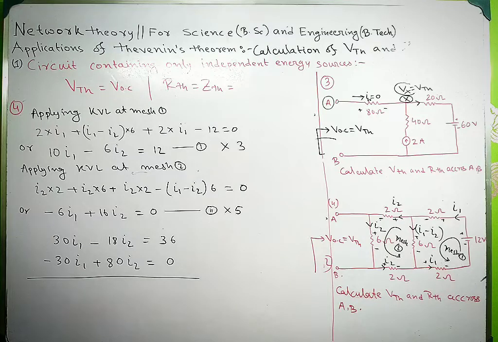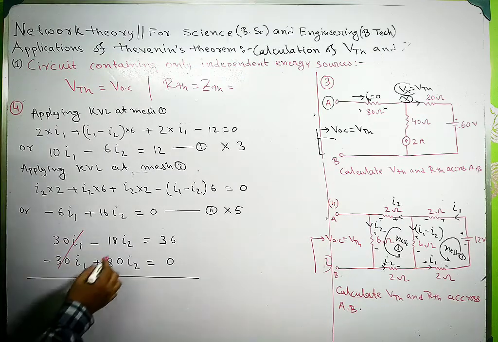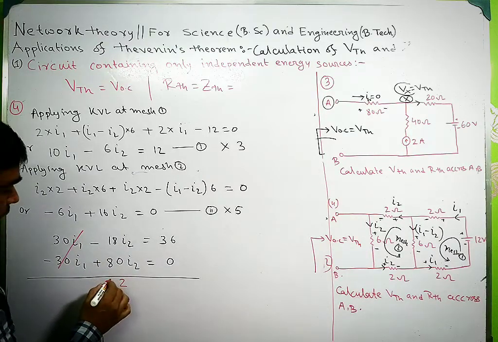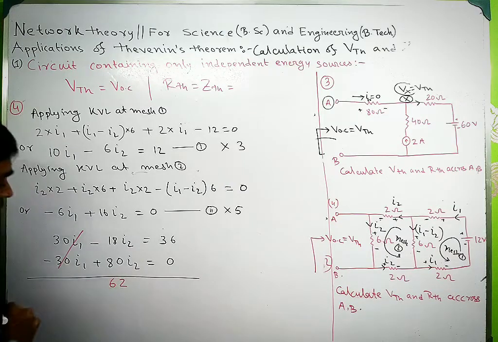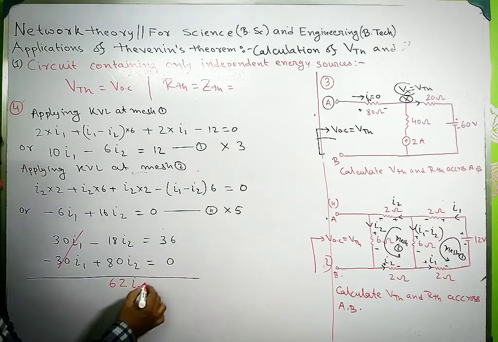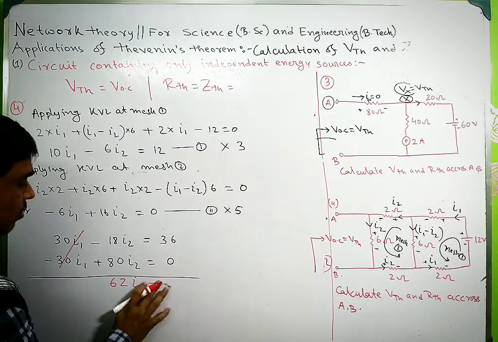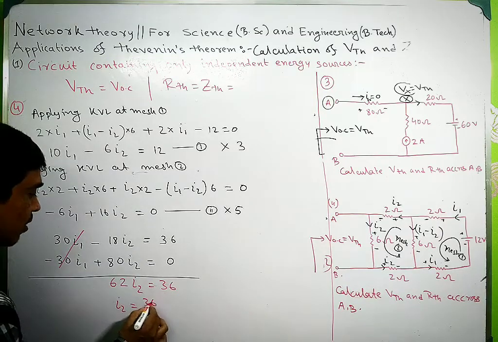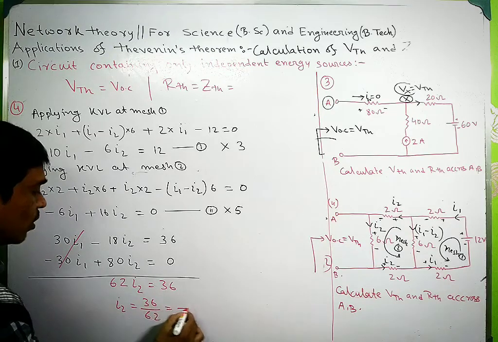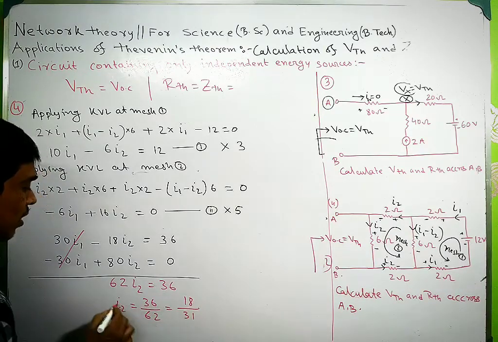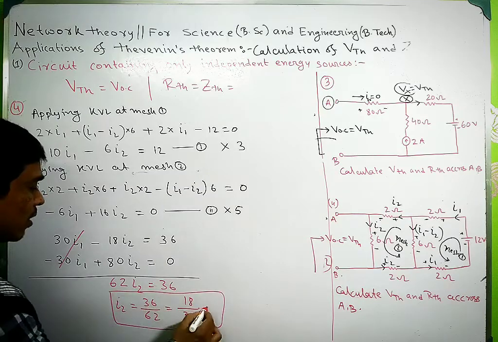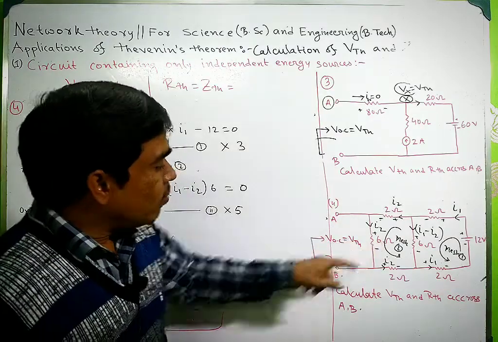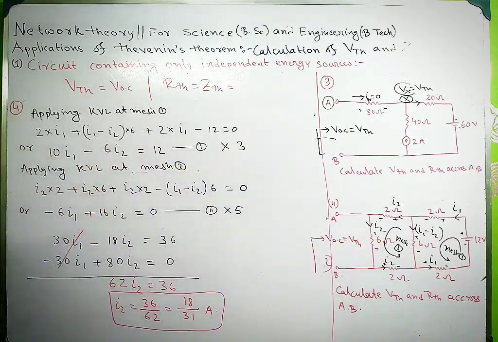So here the I1 terms will cancel out, and it will be 62 I2 equals 36. So I2 will be 36 divided by 62, so it will be 18 divided by 31 ampere. Okay, so the current through this 6 ohm resistance is 18 by 31.